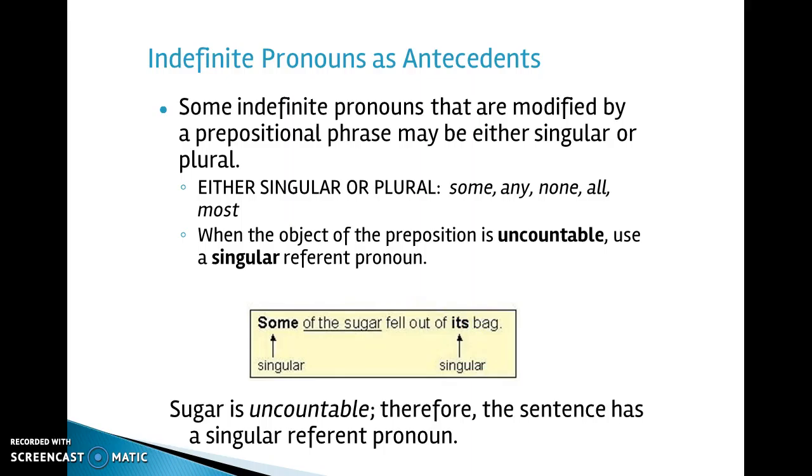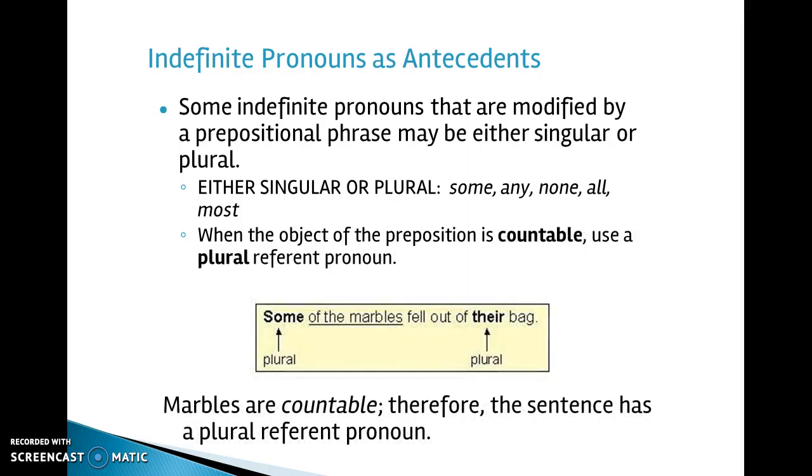If I wanted to make it plural, I would have to find some sort of unit of measure to make it countable. So I could say, some of the grams of sugar fell out of their bag, or some of the pounds of sugar fell out of their bag. In that case, I've found a countable unit of measure, so I can make it plural. So that's our second example. The pronoun reference, some, any, none, all, and most can become plural when they are countable. So, some of the marbles fell out of their bag. Because marbles are a countable unit of measure, I can count 1 marble, 2 marble, 3 marbles. I would use the plural pronoun referent there. So that's just a little bit tricky.